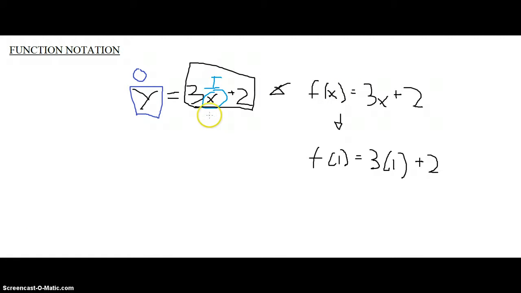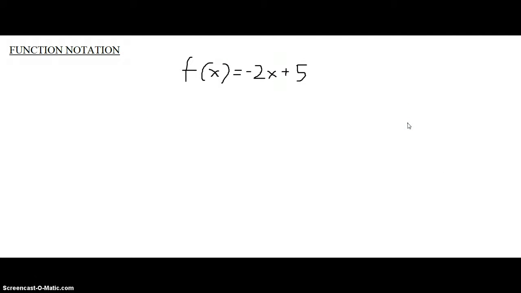The independent variable X represents the input of the function, and the dependent variable F(x) represents the output of the function. It is called the dependent variable because its value depends on the input value. See it? Alright, let's do an example.